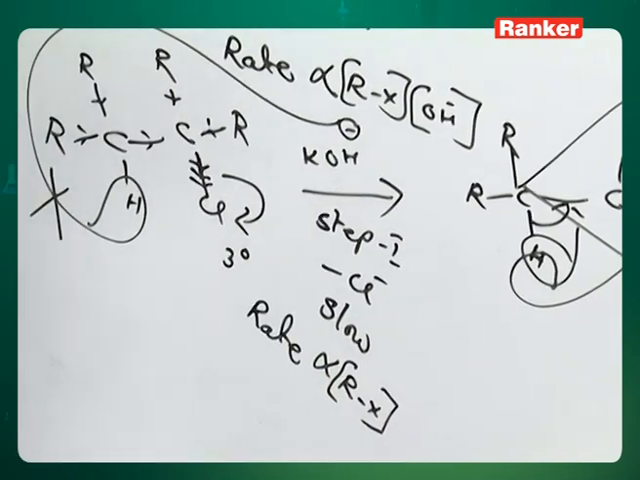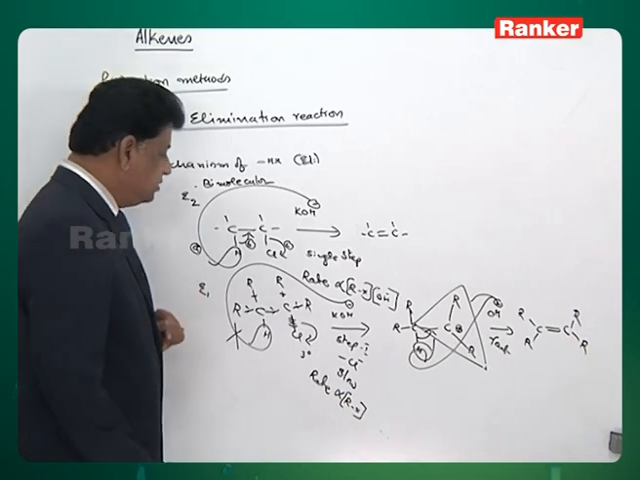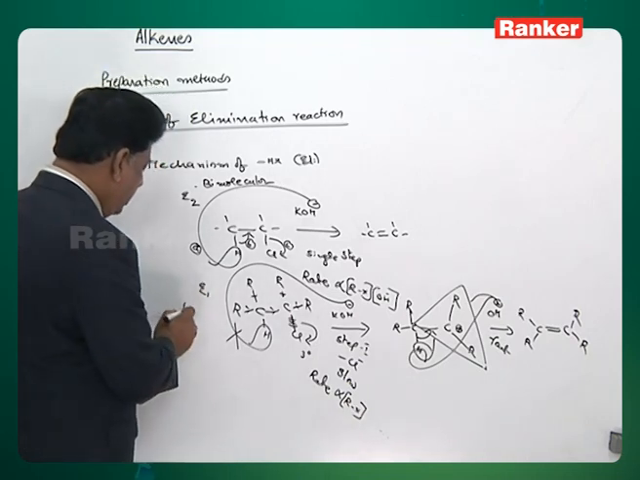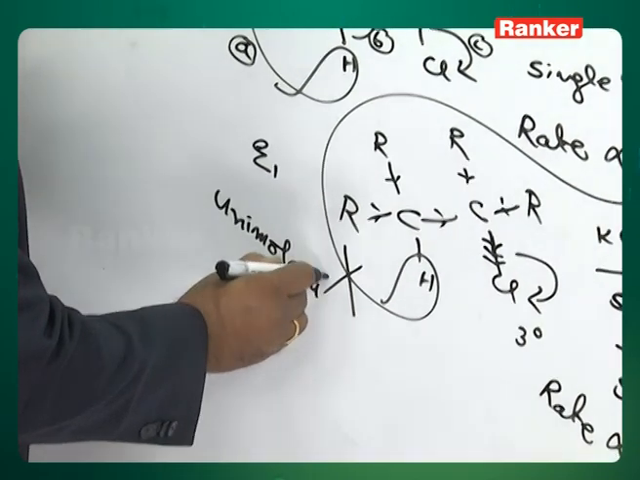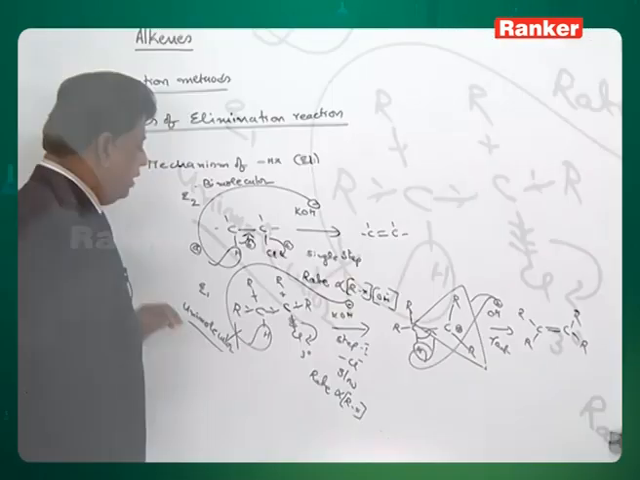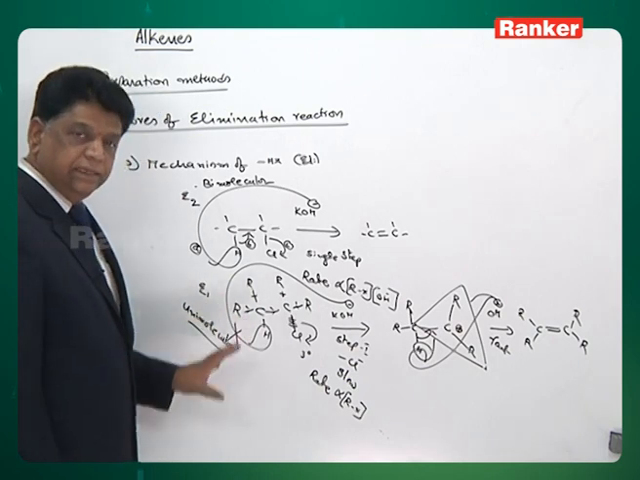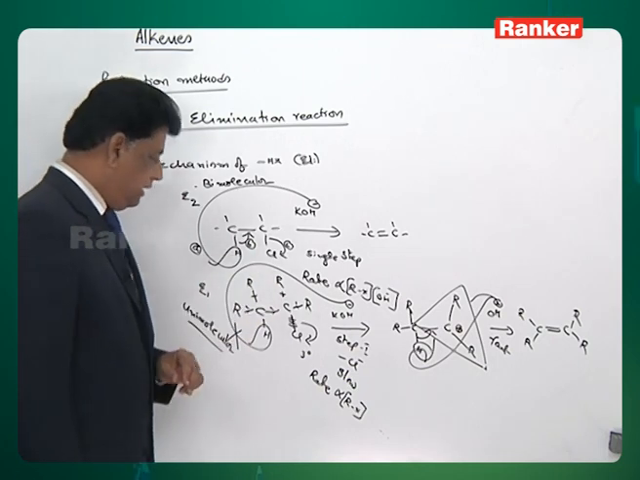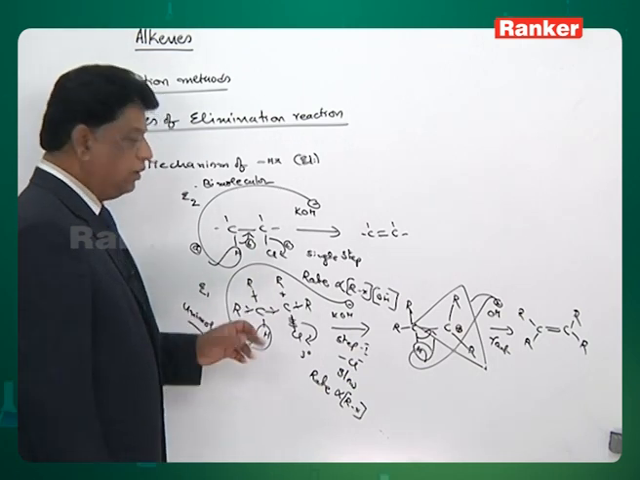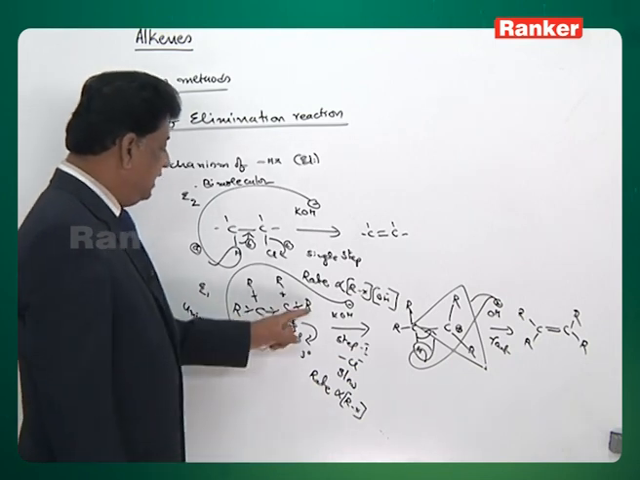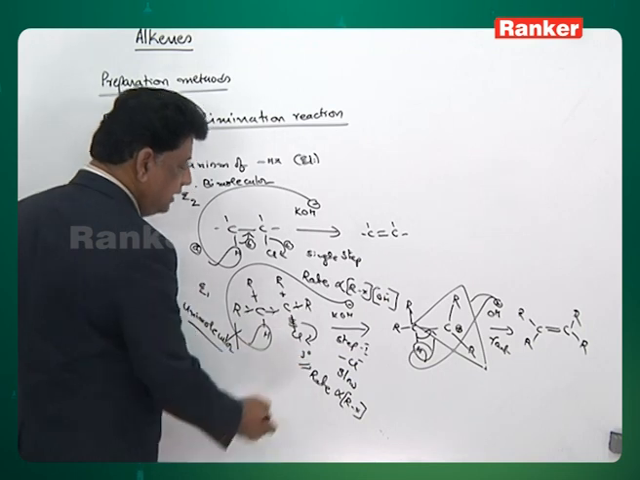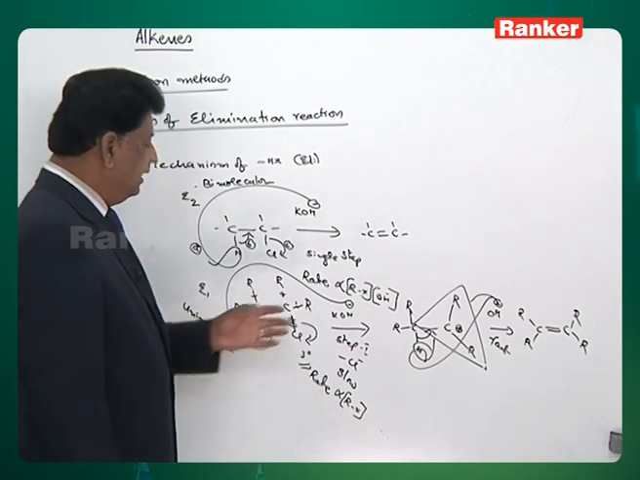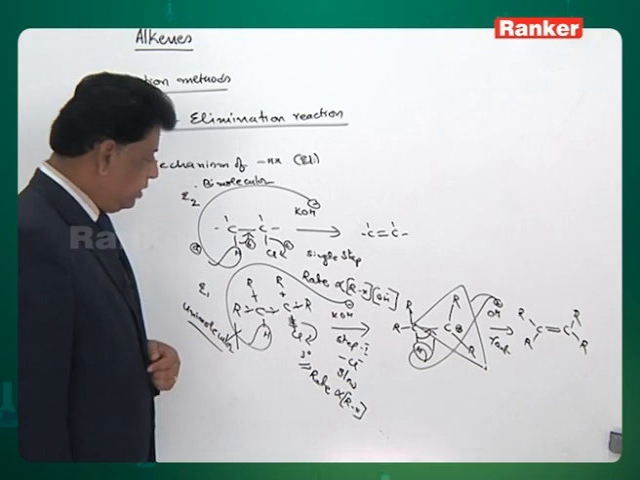Therefore, it is called the E1 mechanism. What does 1 stand for? Unimolecular. What is that molecule? It is only the alkyl halide concentration alone that decides the rate. That is why we call it unimolecular elimination. When this reaction takes place, preferably the alkyl halide should be of the 3-degree type, and the base also should be strong enough.